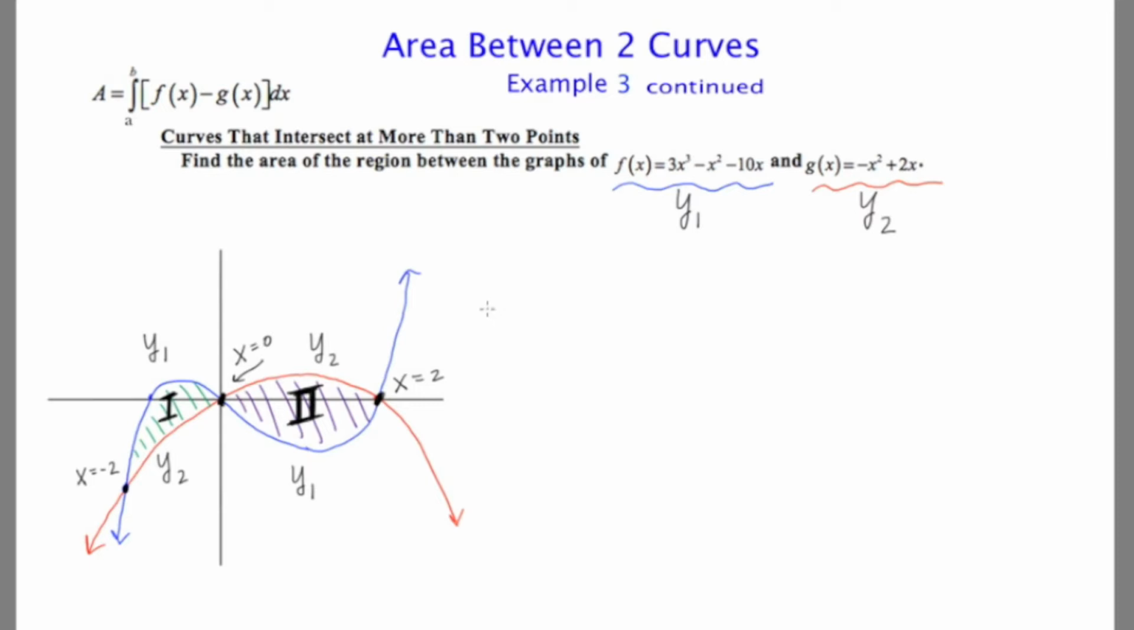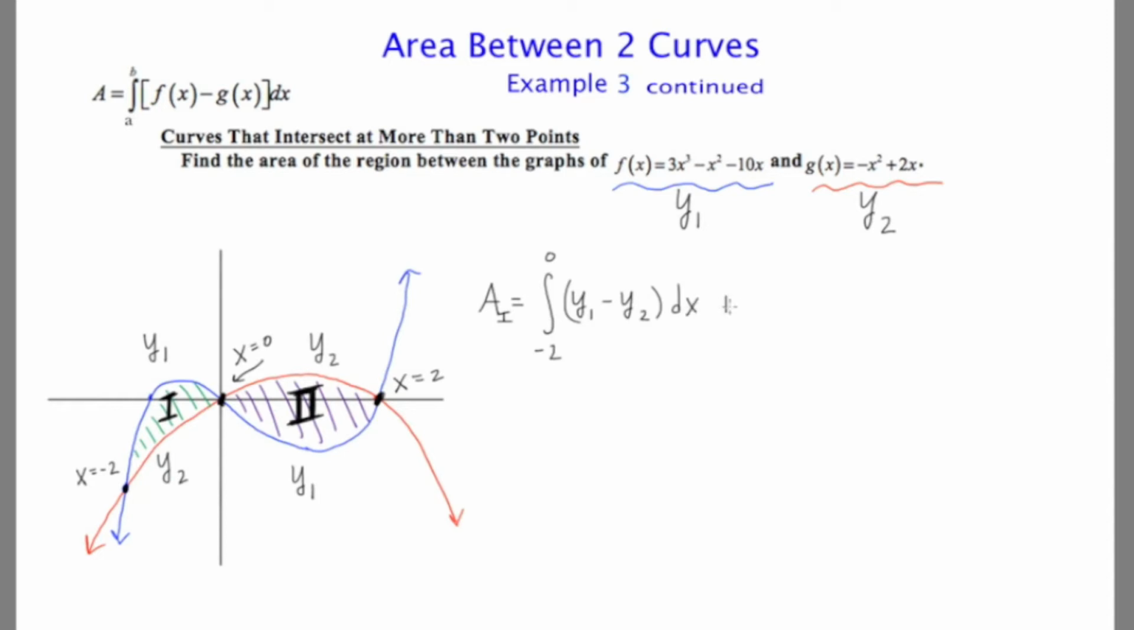So as I set up my solution, the area is going to be found by two separate definite integrals. The area of region 1 is going to be the definite integral from -2 to 0 of y1 minus y sub 2.